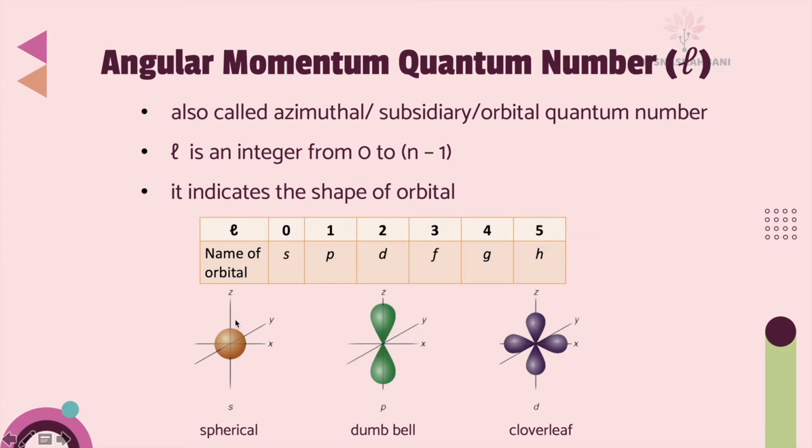This is the shape when L is equal to 0. This is s orbital, sphere. And this is the shape of the orbital when the value of L is equal to 1. It is dumbbell, p orbital, dumbbell shape. When the value of L is equal to 2, this is the shape of d orbital. It's clover leaf shape. D orbital has two shapes. You'll see on the next slide.